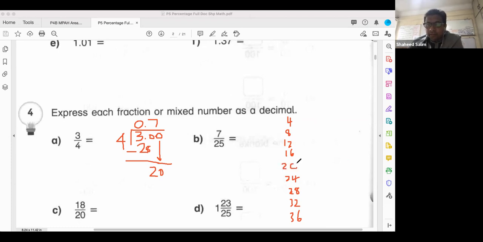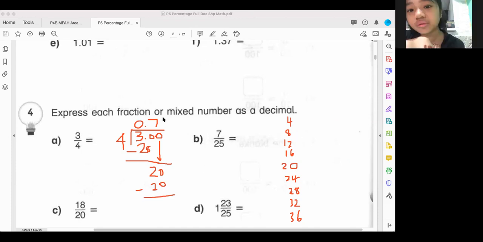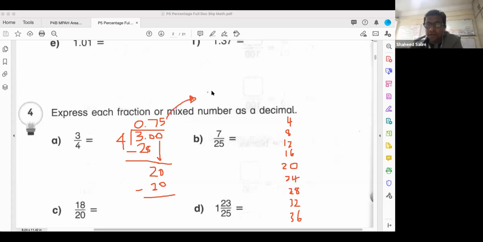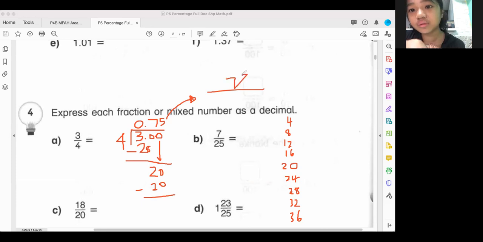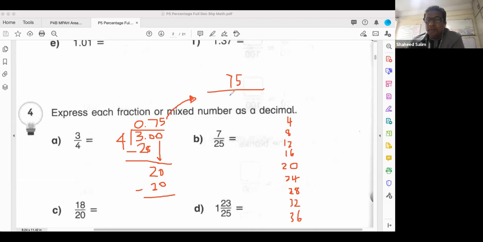20 divided by 4 is how much? Count. What's the answer? 20 divided by 4 is? How many? 5. So this one, can you change it to a fraction? What number should be on top? 75. 75. What number should be below?